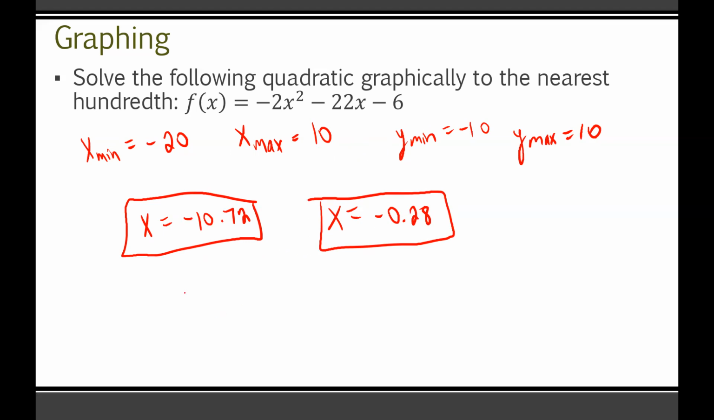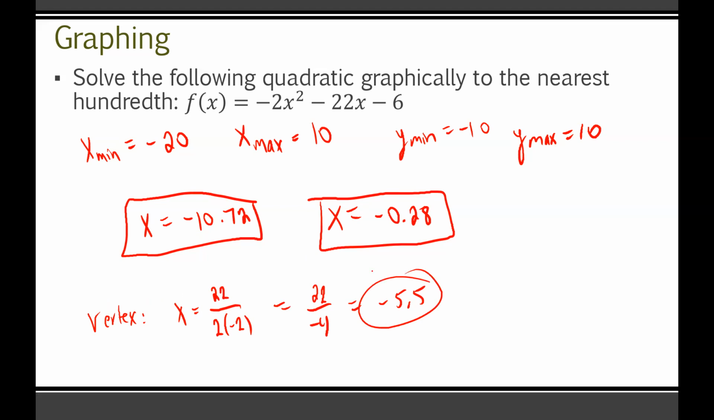If you really, really wanted to, you could have found the vertex and then use that as a midway point, but you'd see that the vertex is just going to be x equals -b, which is going to be +22, divided by 2 times a, so divided by 2 times -2. If you do that, that's going to be 22 divided by -4, which I'm pretty sure is -5.5. So that could have been used as a pretty good midpoint. Obviously, I went way too low with this x min of being -20, but hey, at least I was able to see the other one. That's basically the idea. Anyway, moving on.